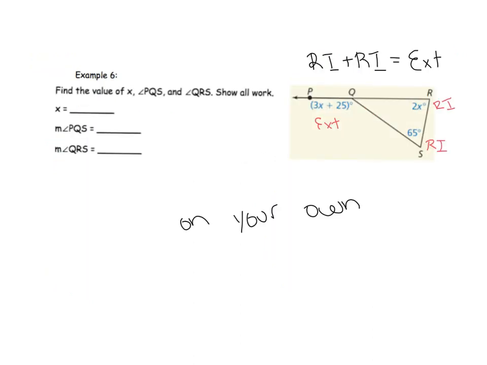All right, next example you are going to do on your own. So you're looking for the value of x. Then you're going to look for the measurement of angle PQS, which is the exterior angle. And you're going to find the angle of QRS, which is this remote interior angle here. Okay, I wrote out the formula for you, and I've labeled which ones they are, so that should definitely help you.